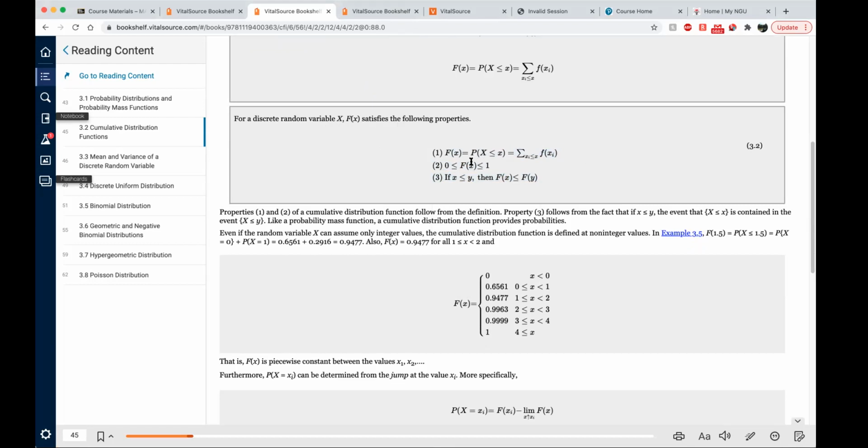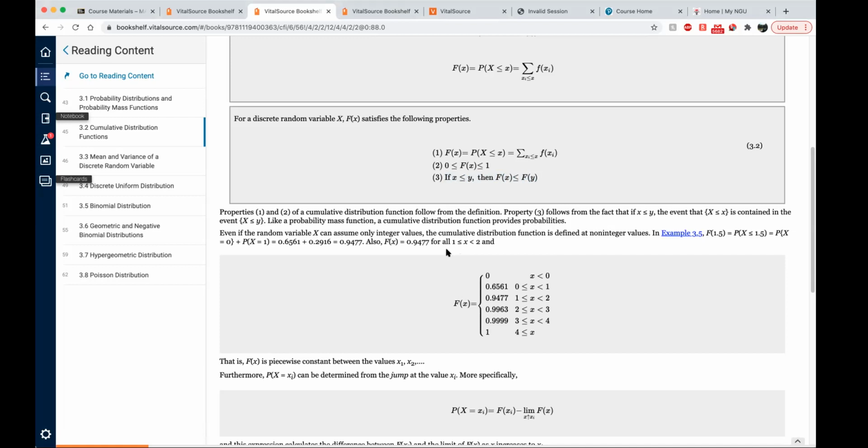The CDF must be between 0 and 1. And for x less than or equal to y, where lowercase x and lowercase y represent specific values of the random variable, if x is less than or equal to y, then the CDF of x must be less than or equal to the CDF of y. It means that the CDF must be an increasing function.